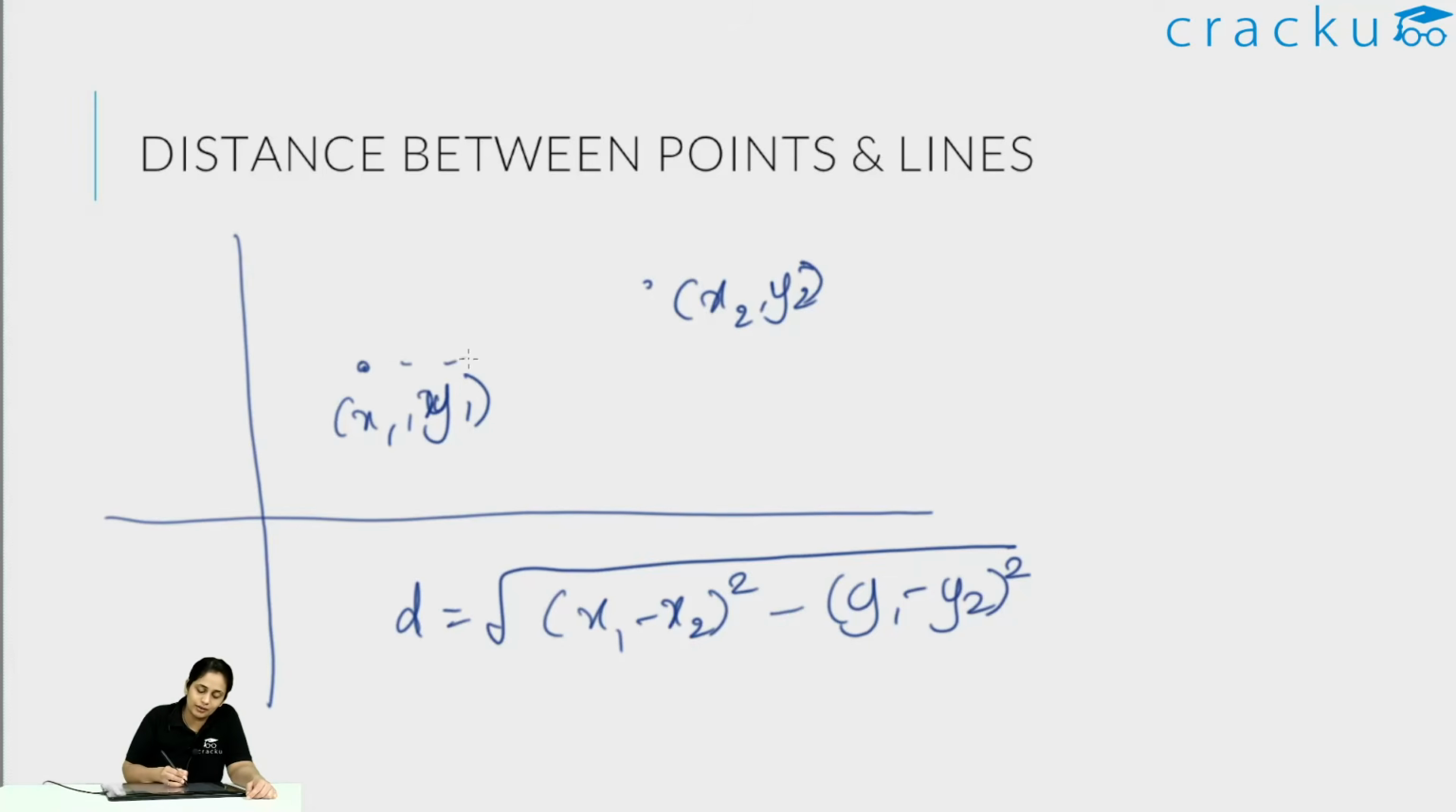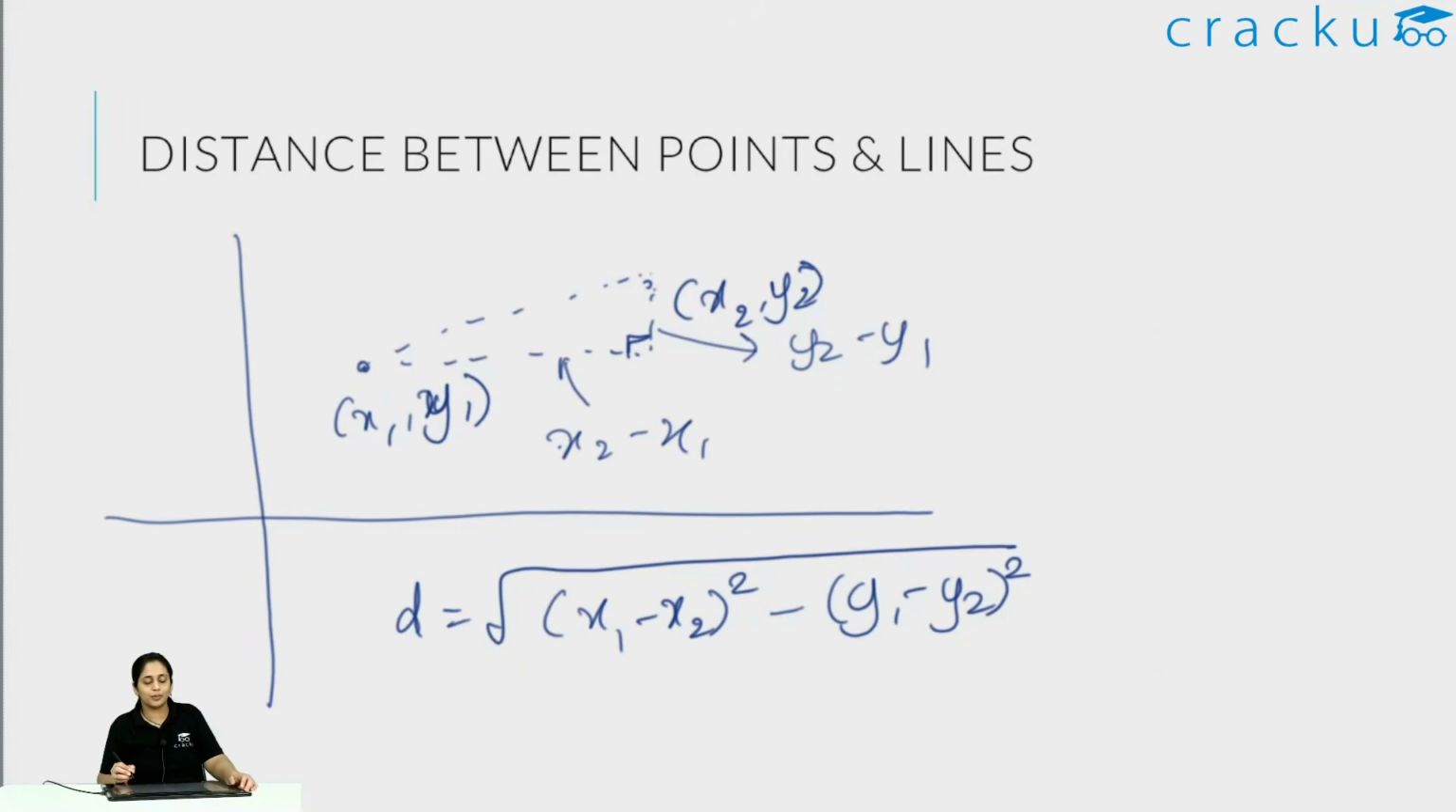Basically, how does it come about? If you draw a right angle triangle like this, because this side is parallel to the x axis and this is parallel to the y axis, this length will be y2 minus y1, and this length of the right angle triangle would be x2 minus x1. So the sum of the squares would be equal to the square of the hypotenuse, which is the distance between the points. So this is the formula that you should remember for the distance between any 2 points.